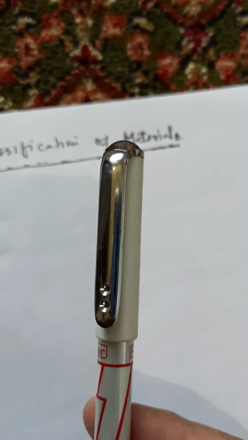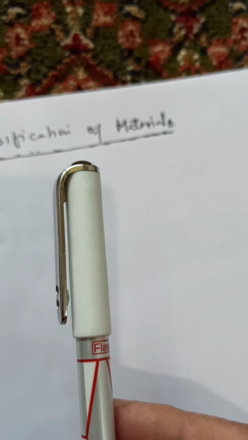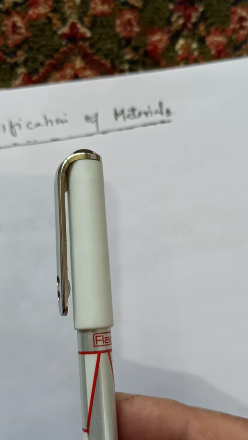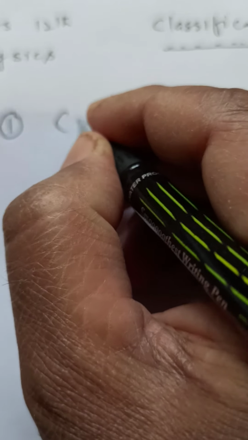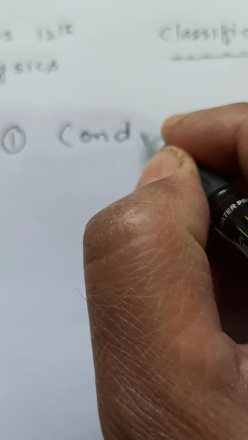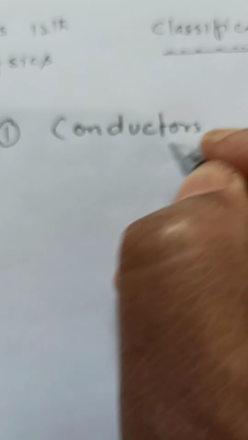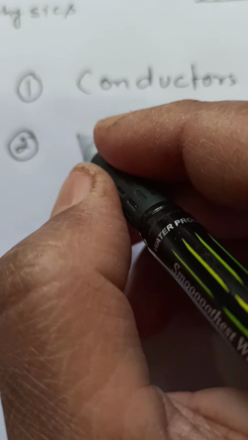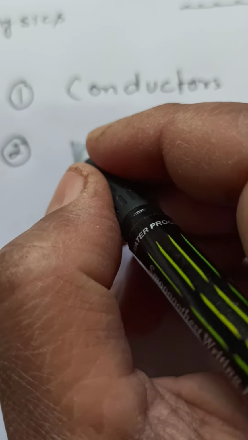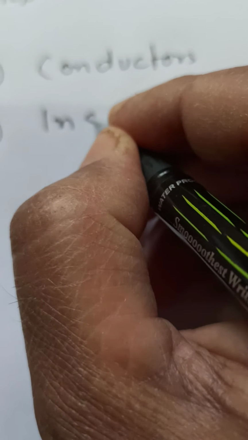Now, this classifies the materials into the materials which accumulate the charges and the materials which allow the charges to pass. The materials which allow the charges to pass are known as conductors. And the materials which do not allow the charges to pass are known as insulators.